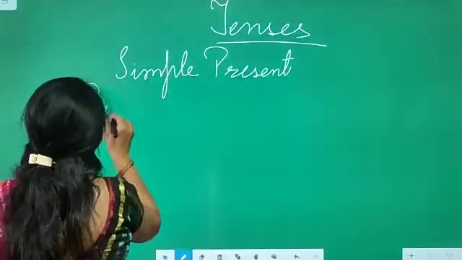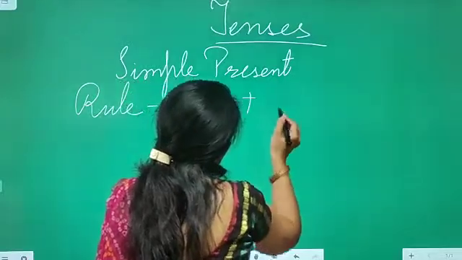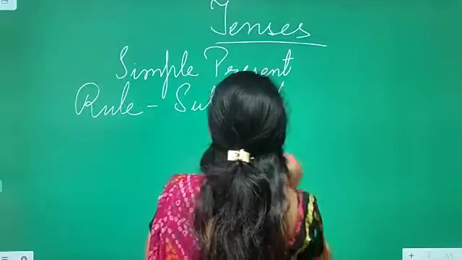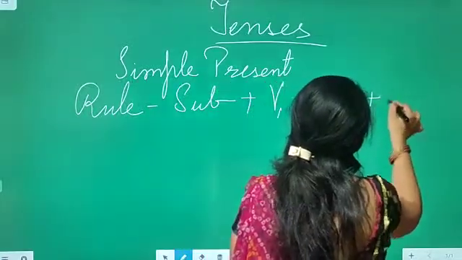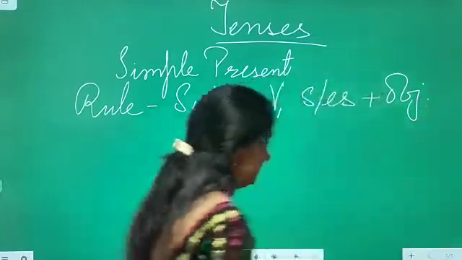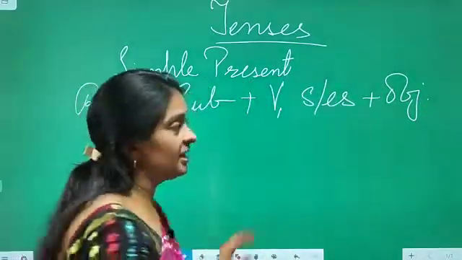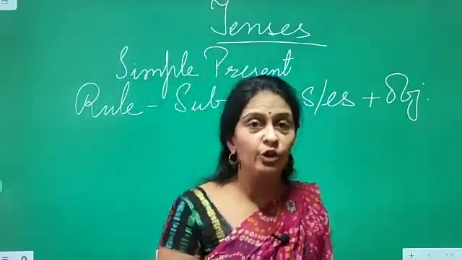The rule was subject plus first form of the verb, and with the verb, according to the subject, we will use s or es, and our object. Fine. So this was the rule for the simple present, and we have made the 6 types of sentences. If you don't remember, I will repeat for you.